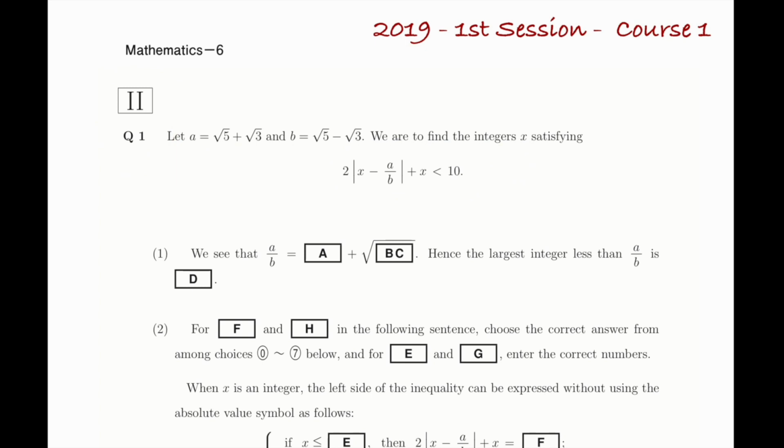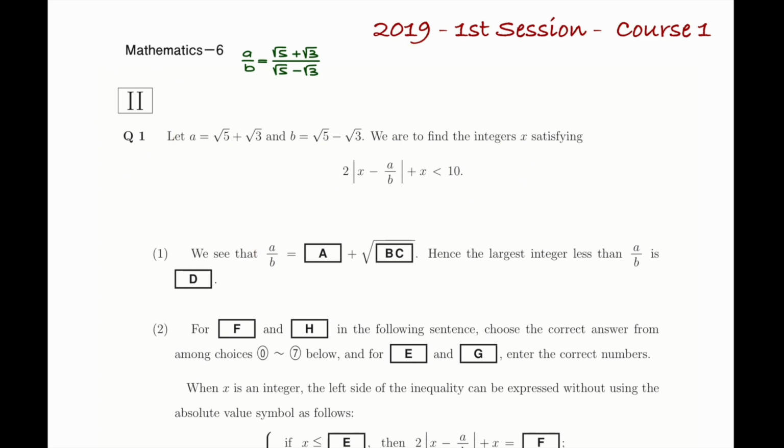Okay, first of all, we see that a over b is equal to blah blah blah. So first thing first, I want to find a over b. We already know a, which is square root of 5 plus square root of 3, and b, which is square root of 5 minus square root of 3. Then, if you want to find a over b, just rationalize the denominator. Square root of 5 plus square root of 3 over square root of 5 minus square root of 3.